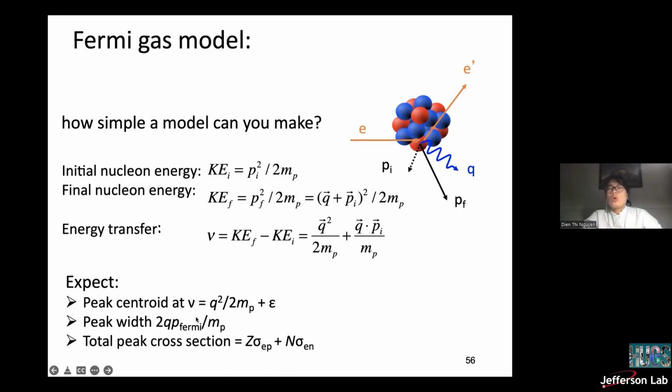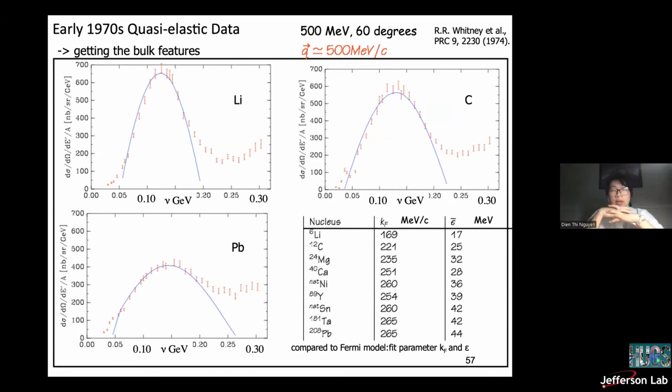And the total peak cross section, because it is two independent systems, the proton and the neutron, will just equal a combination of Z, the number of protons, multiplied by the cross section of electron on the proton, plus the number of neutrons multiplied by the cross section of electron on the neutron. So this is the expectation from this simple model. And then we want to take a look at the data and see if we see this behavior in the data measurement.